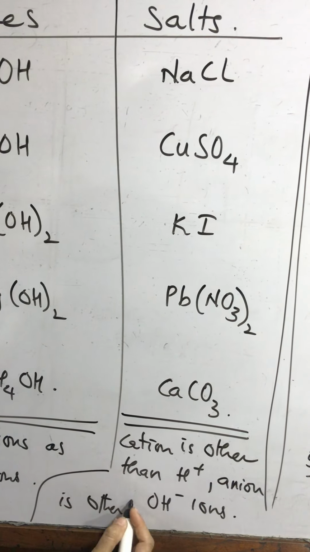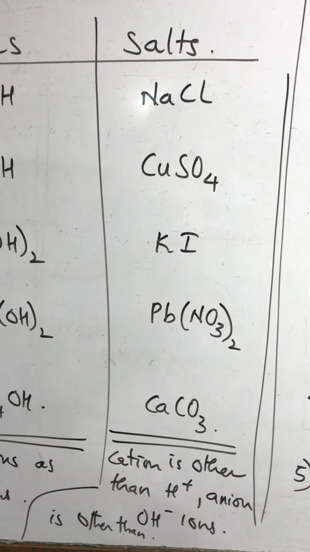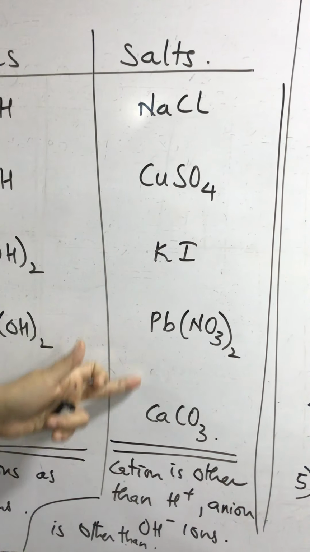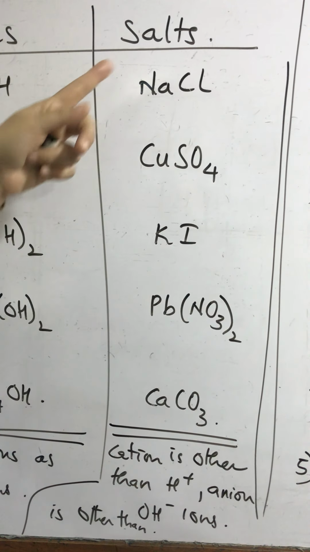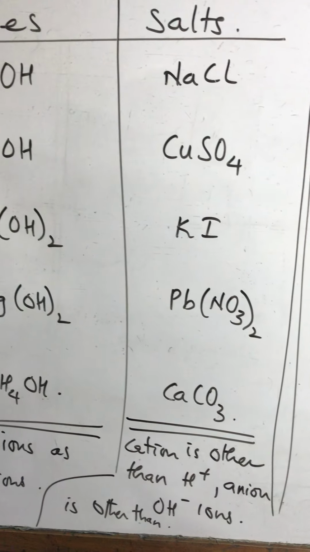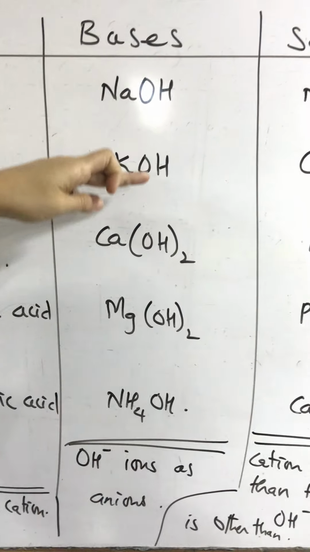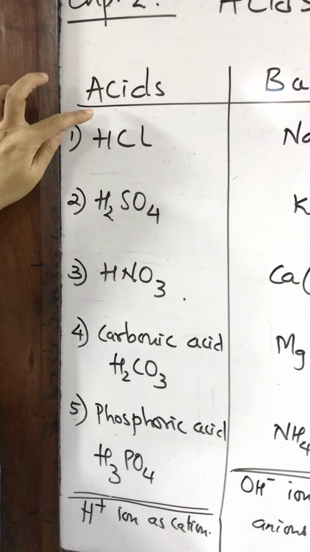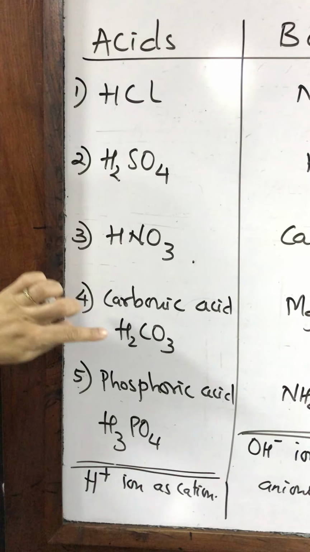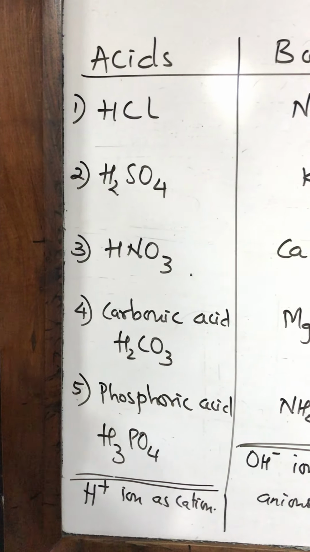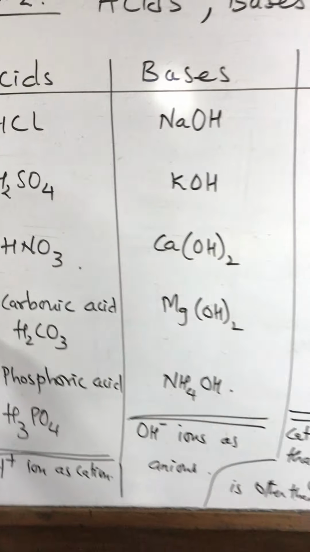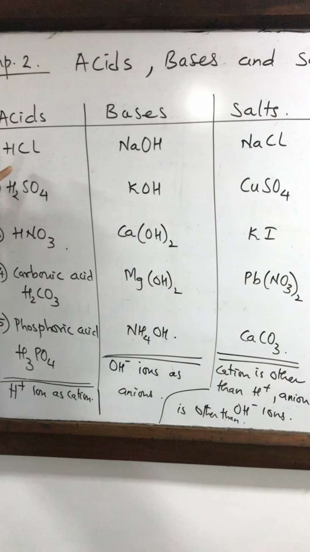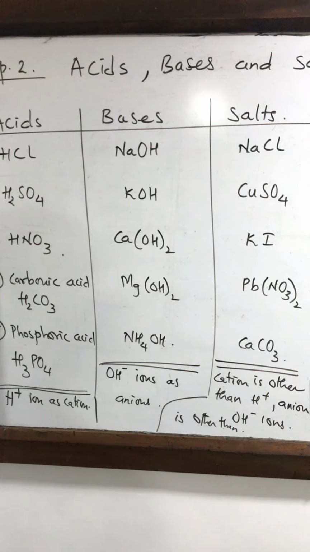other than hydroxide ion. Those substances that don't have H plus ion as cation and OH minus as anions are called as salts. But if the compound has hydroxide ion as the anion, then it is a base. And if the compound has H plus ion as the cation, then it is acid. This is how you will identify by looking at the formula whether the given compound is an acid, a base or a salt.